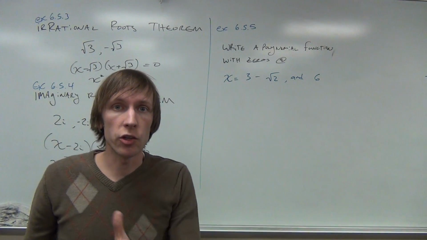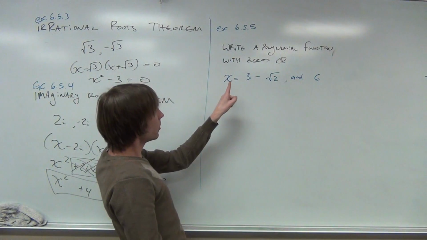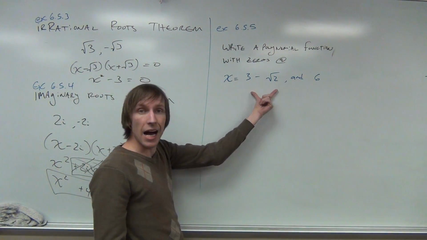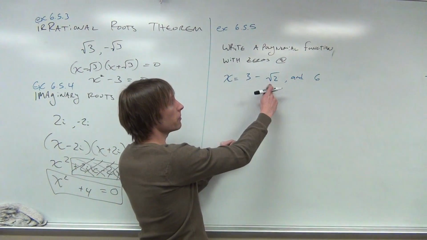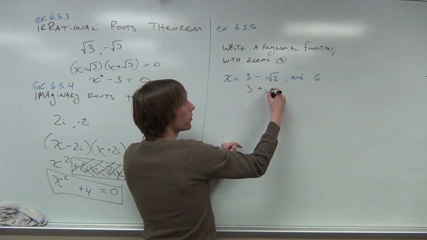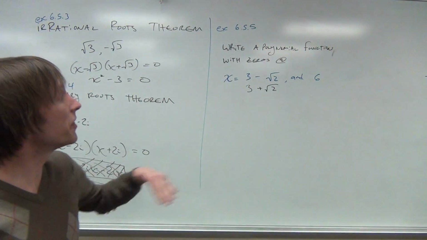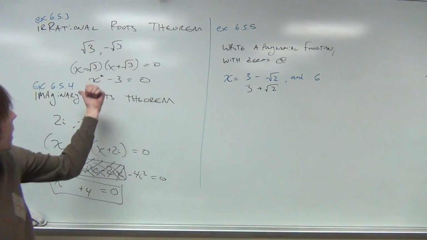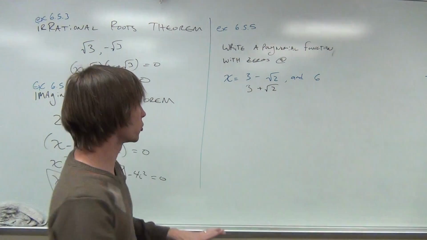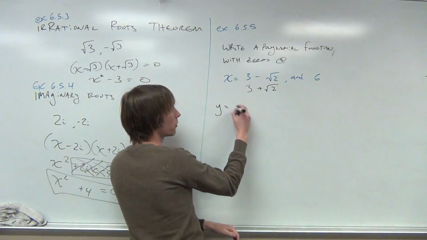Here's where it gets complicated, and this is where you're going to have trouble. Because here we know one of the roots and another root, but there's going to be a conjugate here. So it's not just 3 minus radical 2 and 6 as our roots. We also have 3 plus radical 2. Sometimes you have to fill in the blank there and say, this is going to be another root. But if I'm going to write an equation with these roots, then I'm going to have to do some fancy pants algebra. So if I'm writing a polynomial function, that means f of x equals or y equals, however you want to write that.